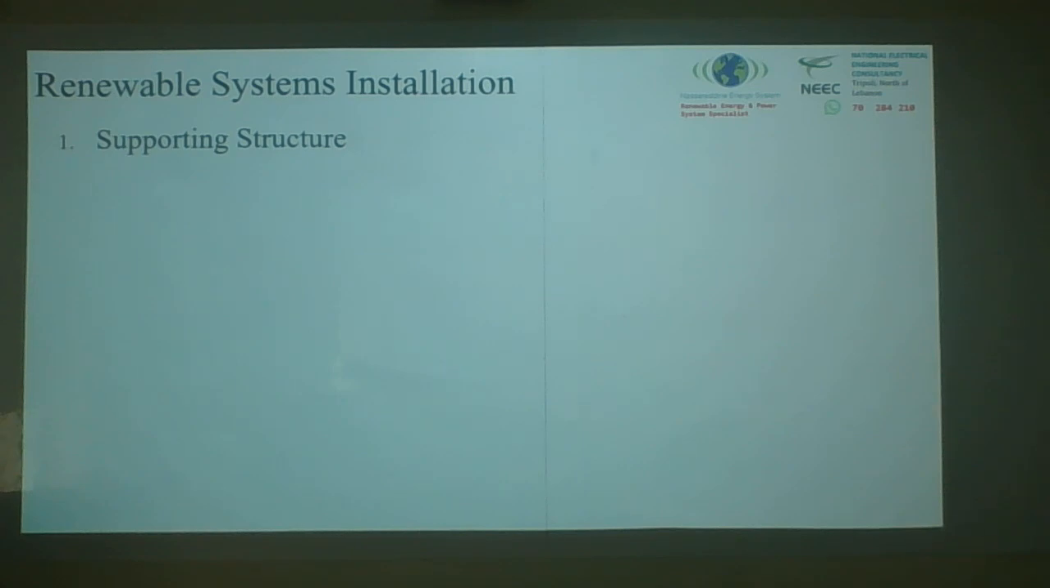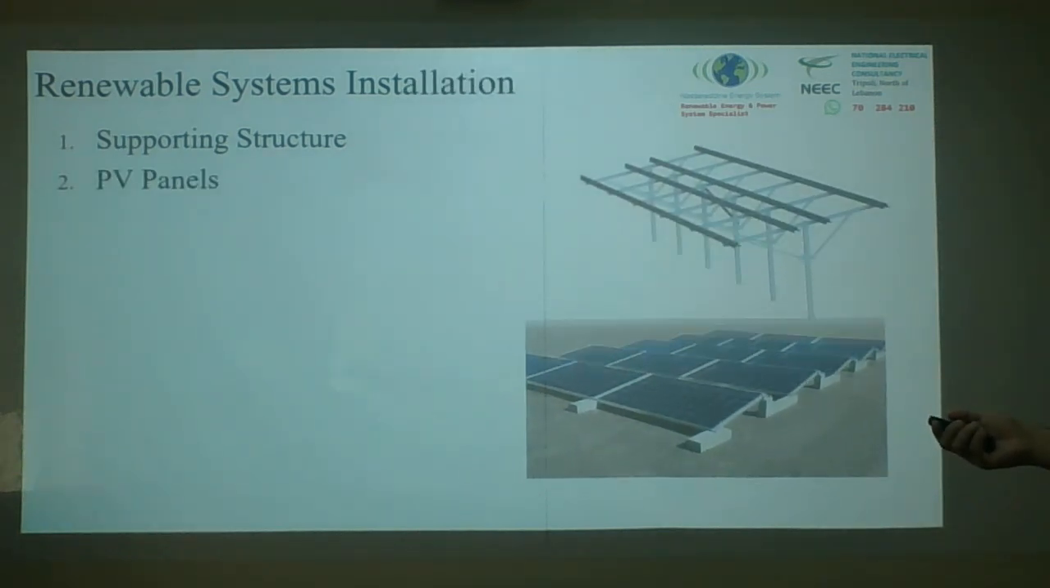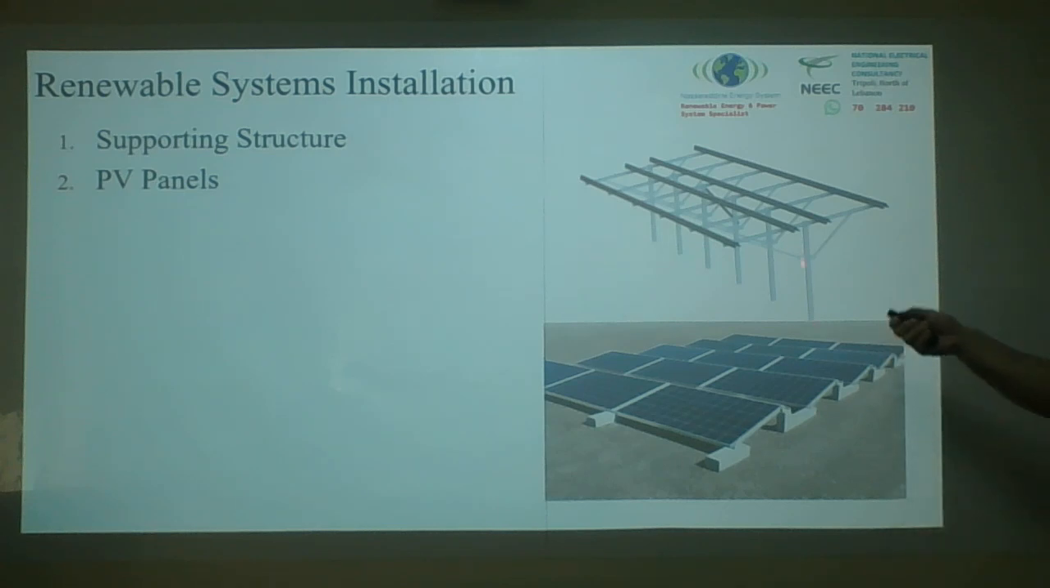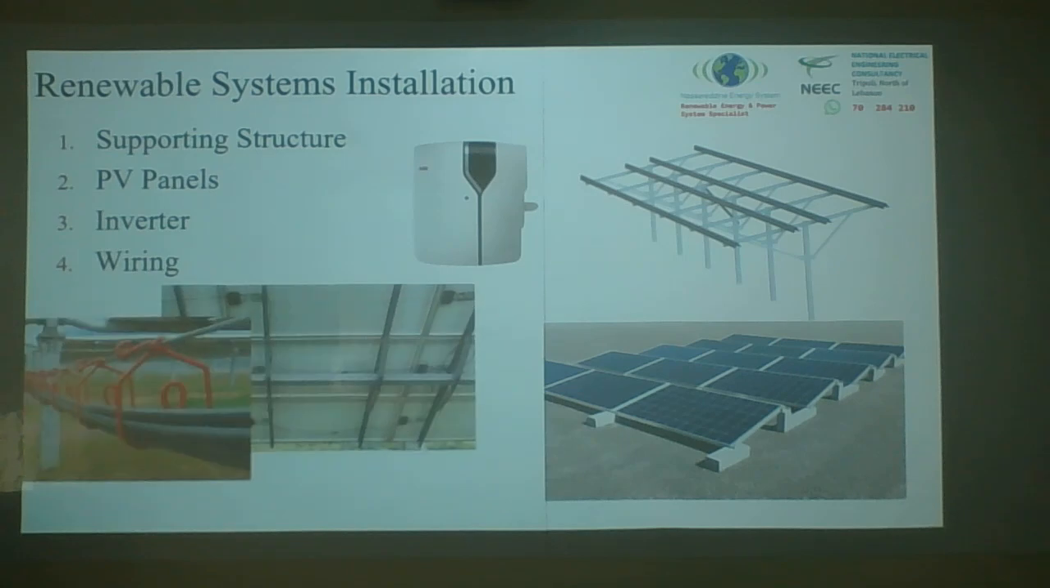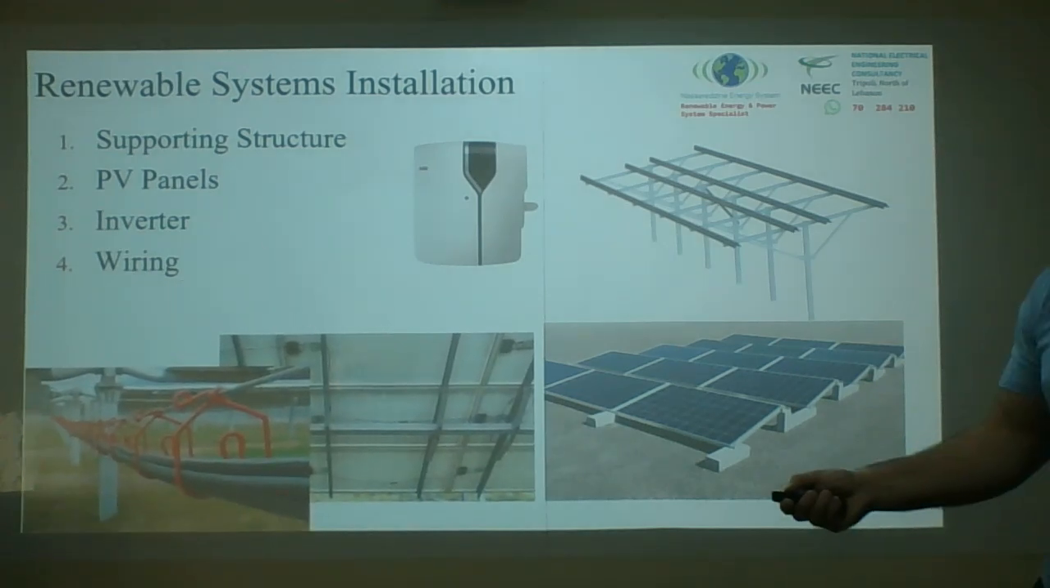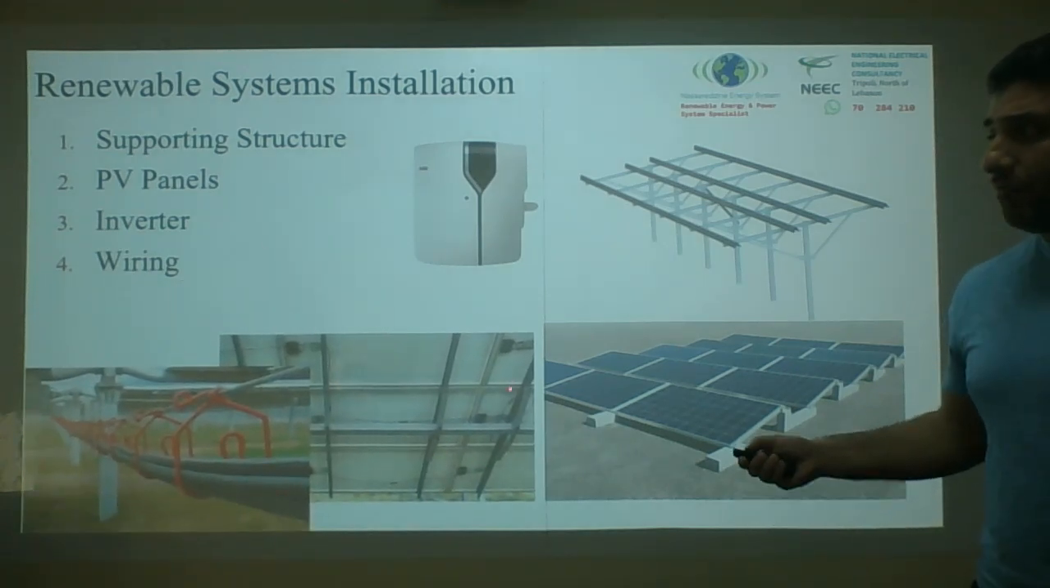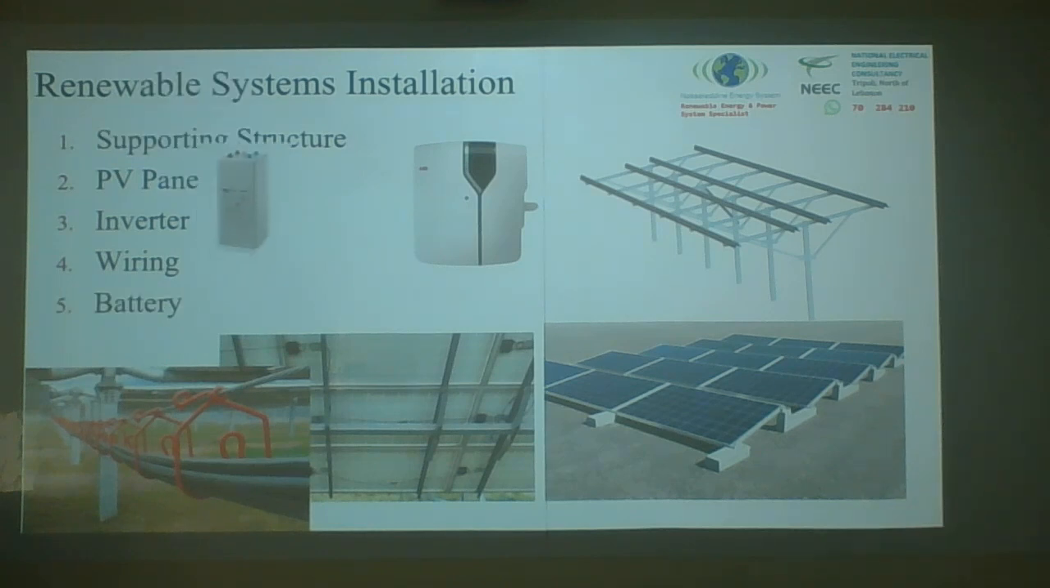Supporting structures. For your system, you need supporting structures. Depending on your location, some of them have to be like this. You need the inverters like we discussed. The wiring system is very important, guys. You need to put the wiring system to avoid damage, and you need your batteries. This is the complete system for your house.